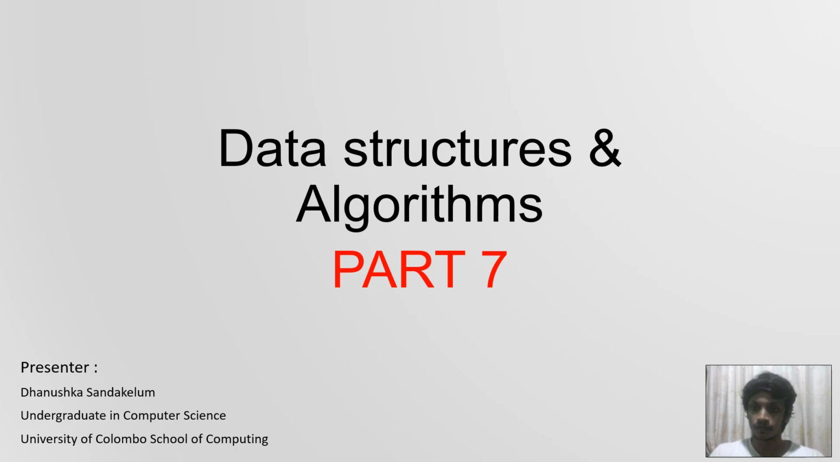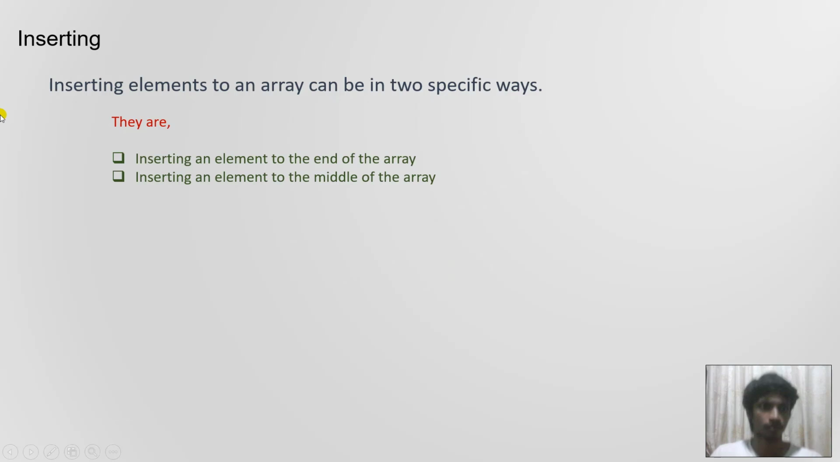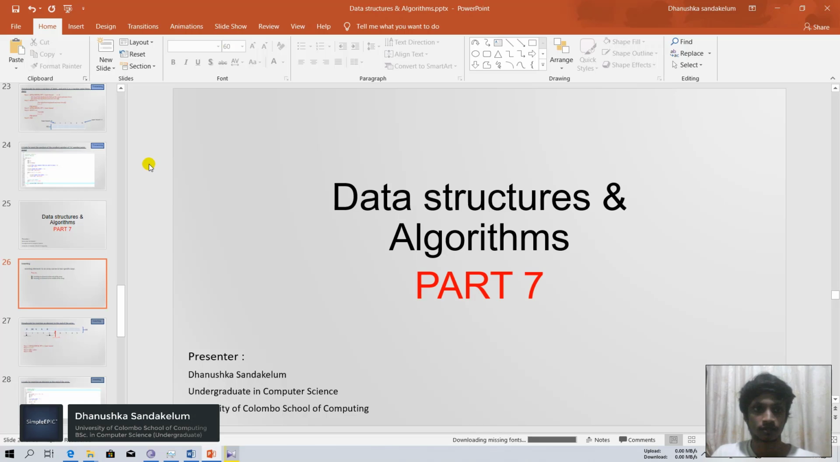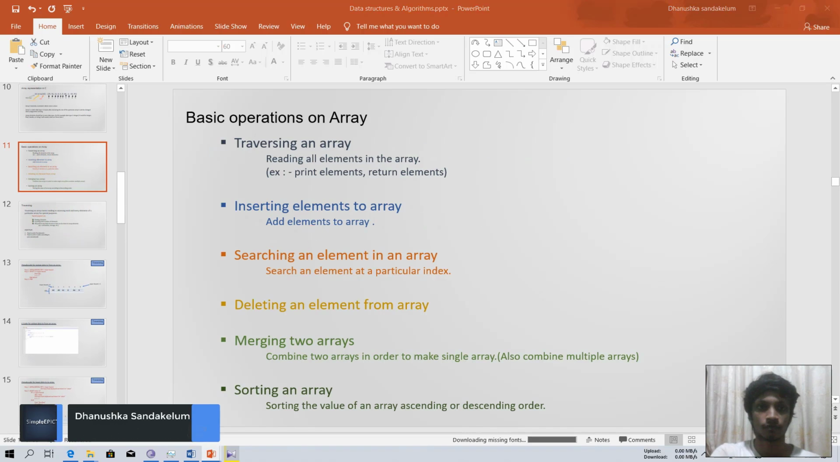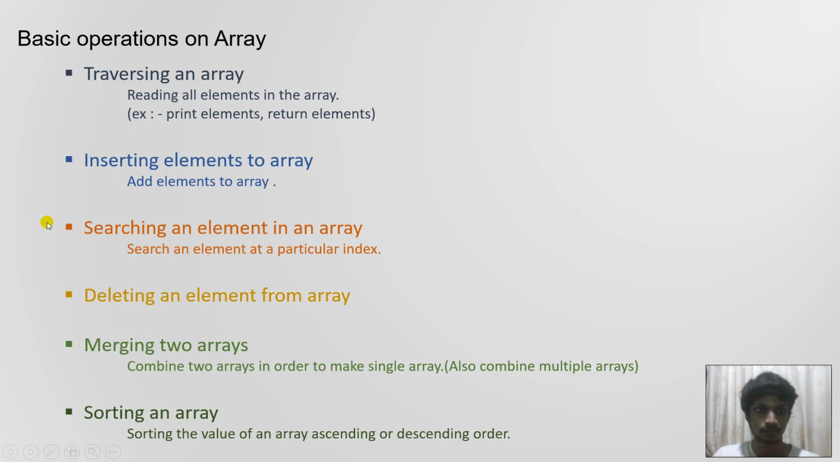Okay, so this is the seventh part of our tutorial series, data structures and algorithms. In today's episode, I'm going to cover the inserting procedure of arrays. As I mentioned in the previous episode, we have six major basic operations corresponding to arrays. Now we have completed traversing an array, so we are going to a new topic, which is inserting an element into arrays.